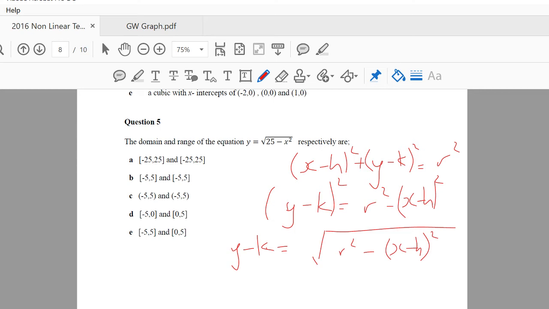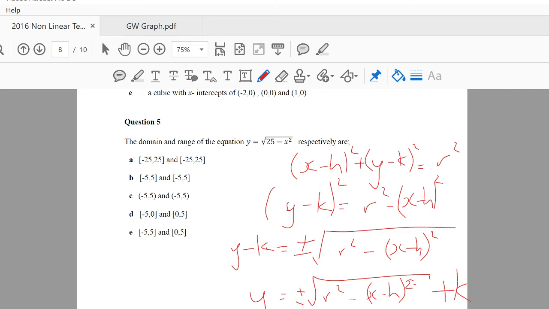Bear with me, don't forget when we take a square root, we've got to remember plus or minus. After that, we just get y equals plus or minus the square root of r squared minus x minus h squared, and plus k tacked on the end. So what do we got here? This expression is an expression for a circle where the plus and the minus lead to the top half and the bottom half of the circle.